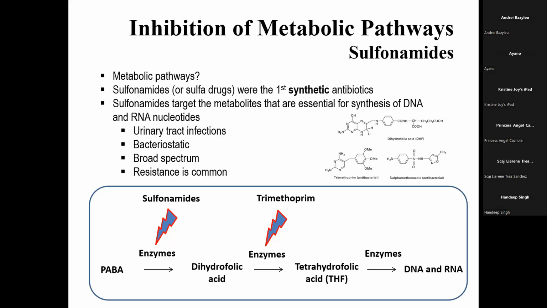I mean, molecular enzymes. They actually affect metabolic pathways. They affect chemical reactions. So the metabolic pathways are a set of reactions that lead to the production of a certain important biomolecule. In this case, sulfonamides are acting on the metabolic pathways that are generating DNA and RNA nucleotides for bacterial cells. Okay, so if you look at this diagram here, you have sulfonamides acting on these enzymes.